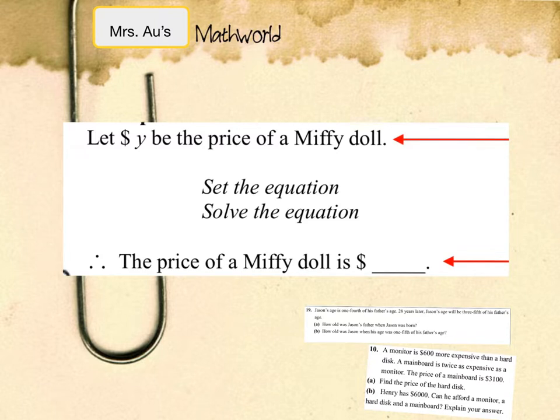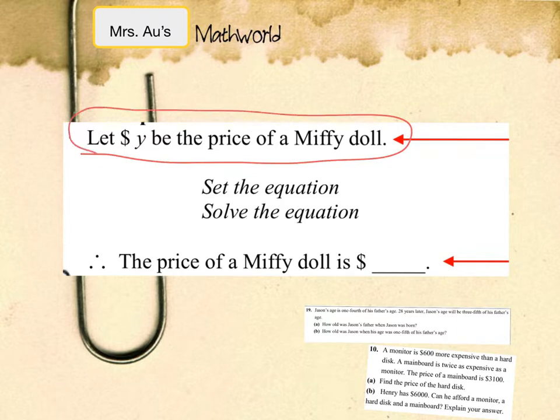If the question did not give you a variable for an unknown object, please write it beforehand. If the object needs a unit, put it in the let statement. Then set up the equation and solve it. After that, you will get the value of y. For example, y is equal to 100.